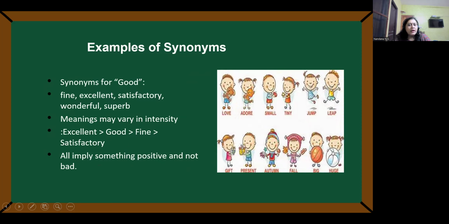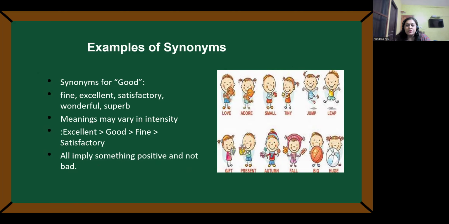Examples of synonyms. Synonyms for the word good are fine, excellent, satisfactory, wonderful, superb. So meanings may vary in intensity. They may not all exactly mean the same. For example, after excellent, good will be a notch below. Likewise, fine, satisfactory might be much lesser, but still all imply something positive and not bad.